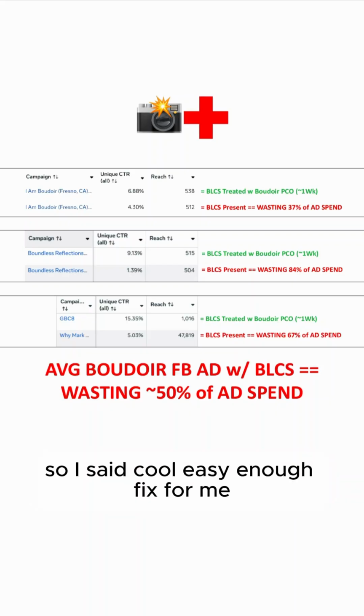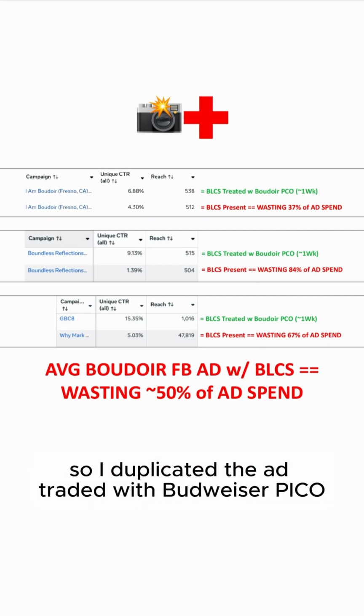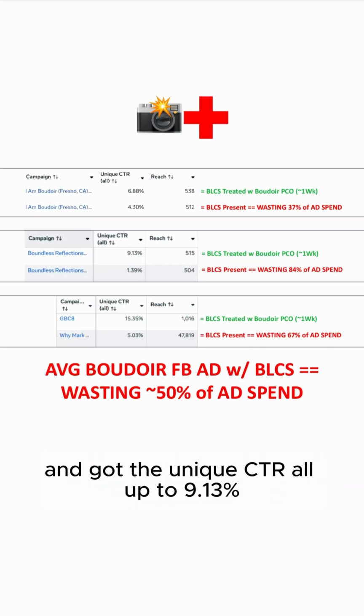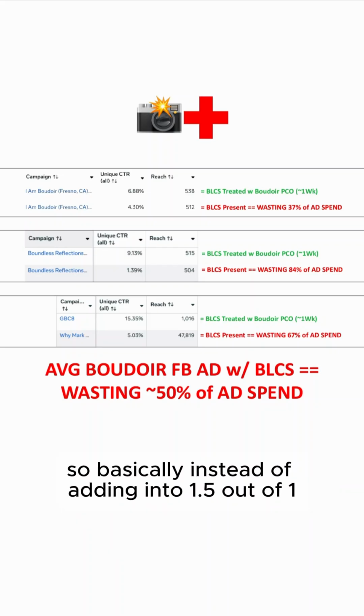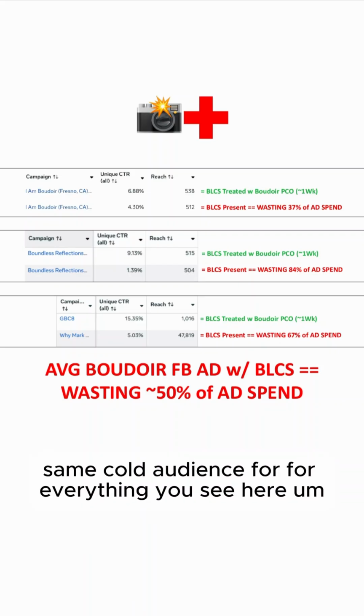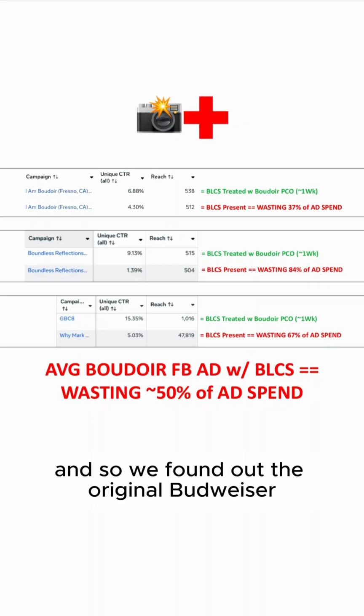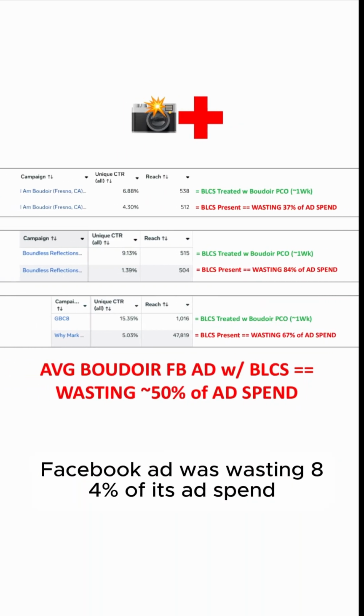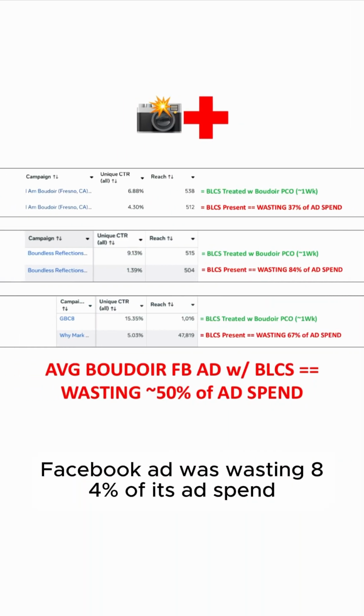So I said, cool, easy enough fix for me. So I duplicated the ad, treated it with Boudoir Pico, took about a week, and got the unique CTR up to 9.13%. So basically, instead of their ad getting into 1.5 out of 100 women's brains, now we're getting into 9 out of 100 women's brains. It's the same city, same cold audience for everything you see here. And so we found out the original Boudoir Facebook ad was wasting 84% of its ad spend.